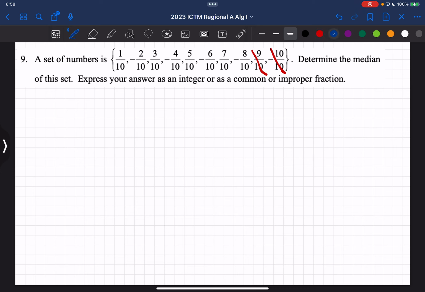So biggest and smallest. We go again. Biggest and smallest. Go again. Biggest and smallest. Go again. Biggest and smallest. So now we're left with 2.